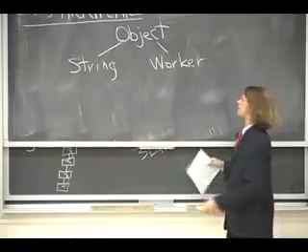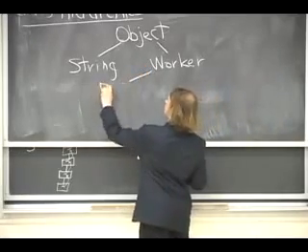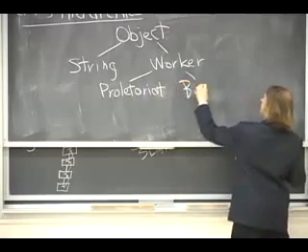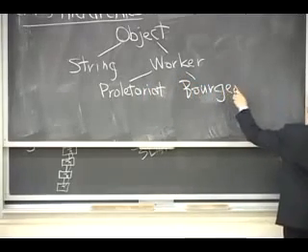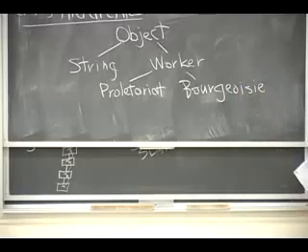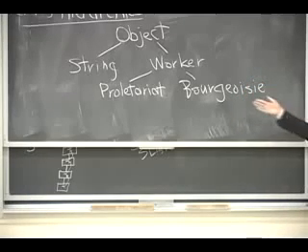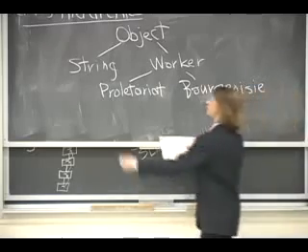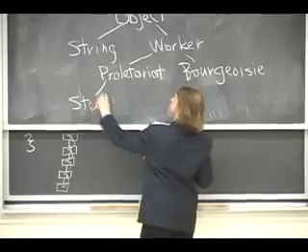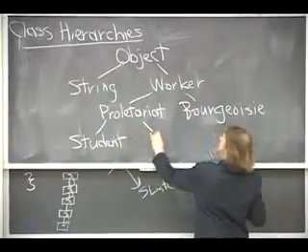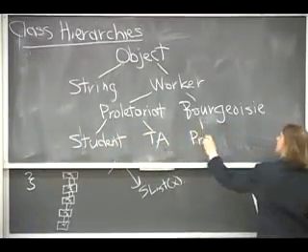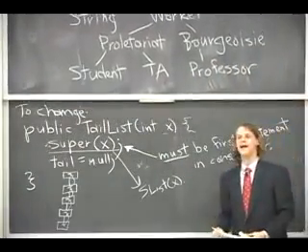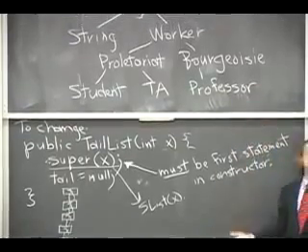Second of all, like I said, subclasses can have subclasses. And subclassing is transitive. So if Proletariat is a subclass of Worker, it's also a subclass of Object. And if Student is a subclass of Proletariat, then Student is also a subclass of Worker. And Student is a subclass of Object.